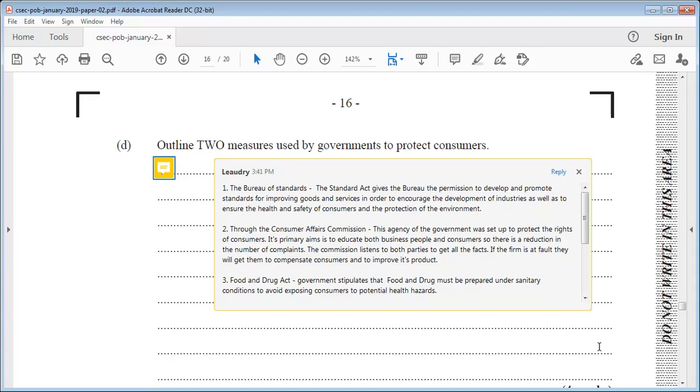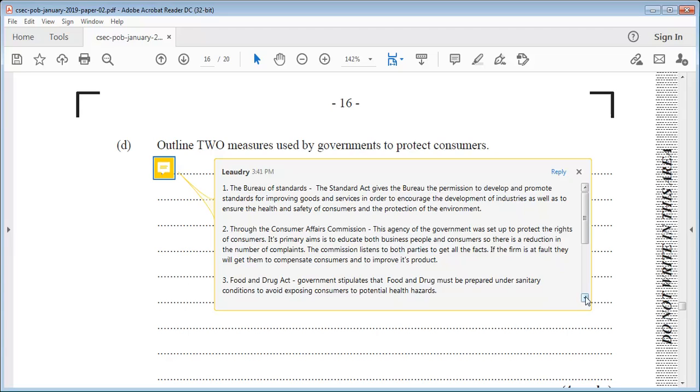The Consumer Affairs Commission. The agency of the government was set up to protect the rights of consumers. Its primary aim is to educate both business people and consumers so that there is a reduction in the number of complaints. The commission listens to both parties to get all the facts. If the firm has a fault, then they will get them to compensate consumers and to improve the product.